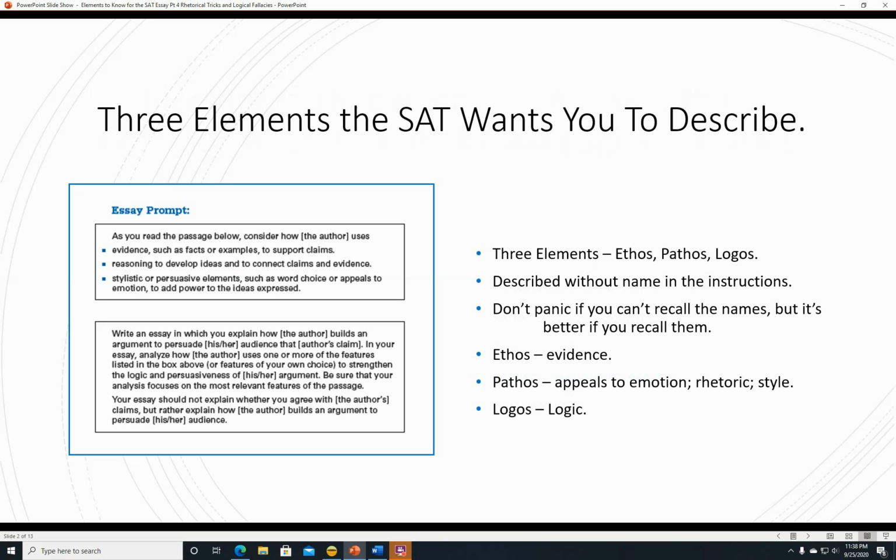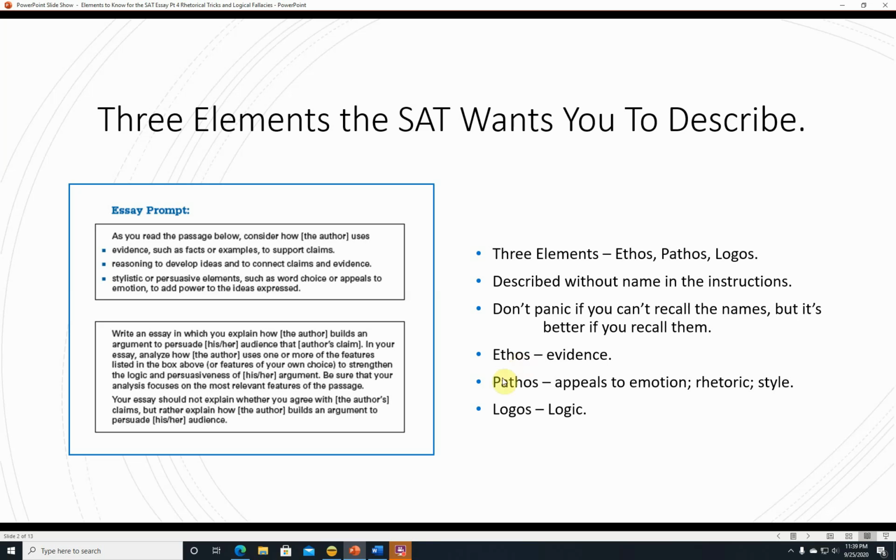Three elements that the SAT wants you to describe are ethos, pathos, and logos. They are described without the names in the instructions, so they talk about evidence, that's ethos. They talk about reasoning, which is logos. Notice it's not pathos, even though people always list it as ethos, pathos, logos. So those sneaky College Board people, they purposely put that there.